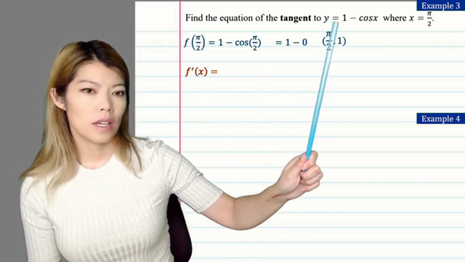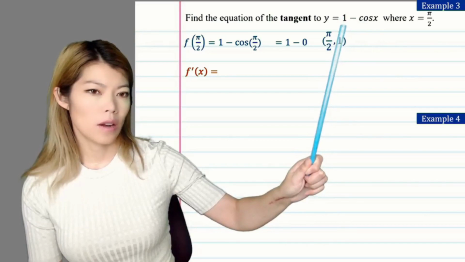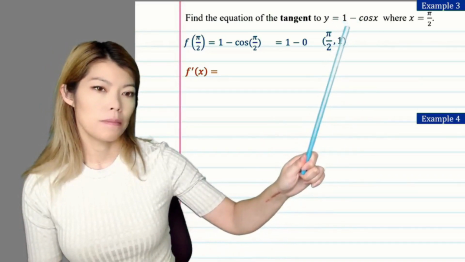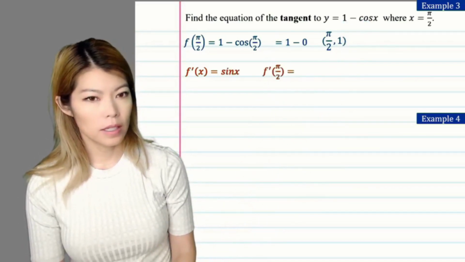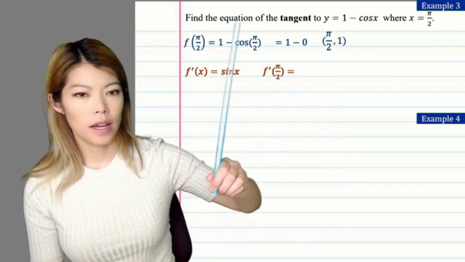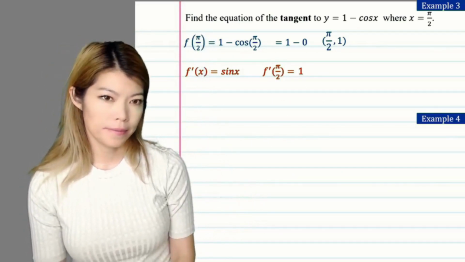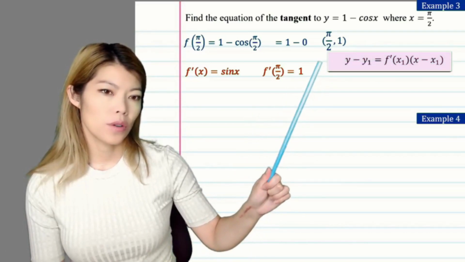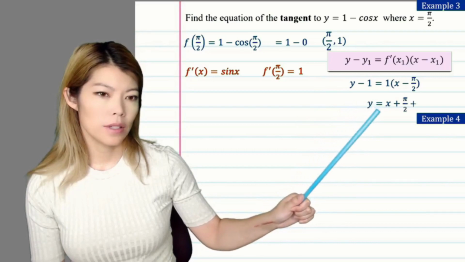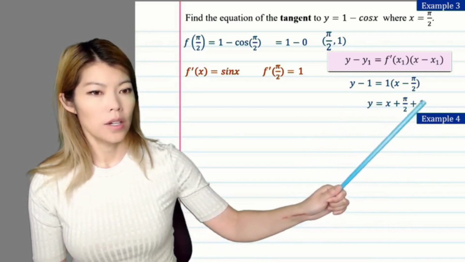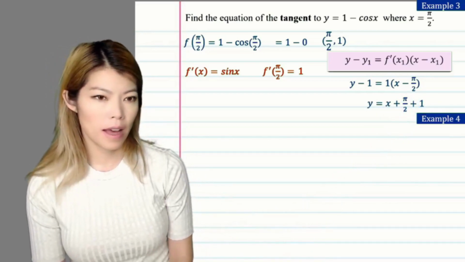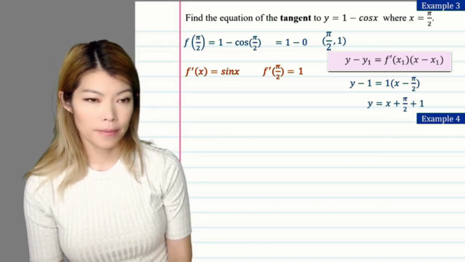Next, we look for the gradient. So deriving that, 1 disappears. Cos x becomes minus sine x. So minus cos x becomes positive sine x. The gradient at pi on 2 is sine of pi on 2, which is 1. So we have the gradient, we have the coordinate, put into the linear equation, we have y equals x plus pi on 2 plus 1. Notice that we leave it like that. The two terms, pi on 2 plus 1, is our exact value for the y-intercept.